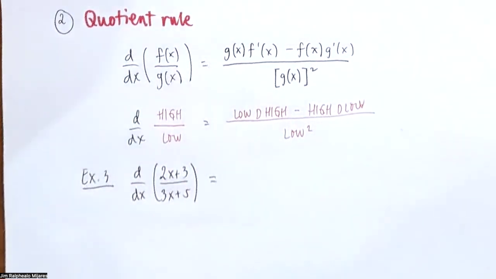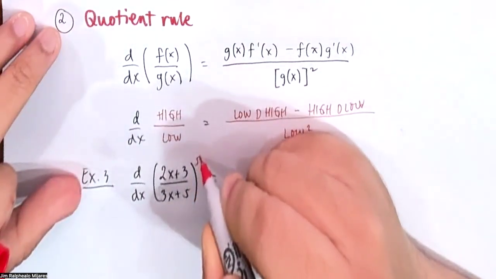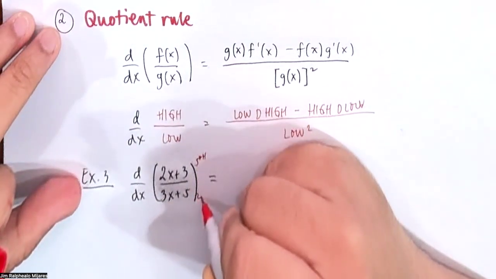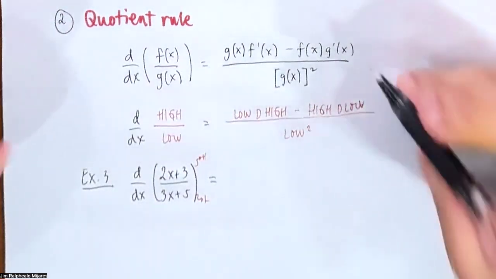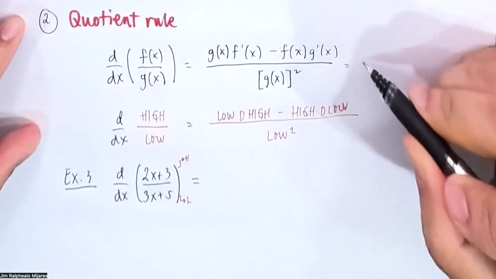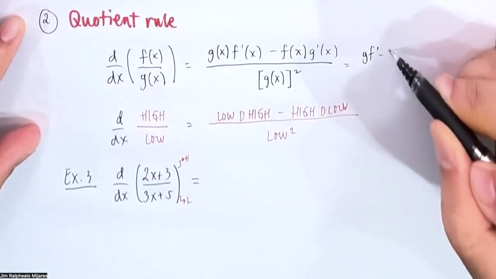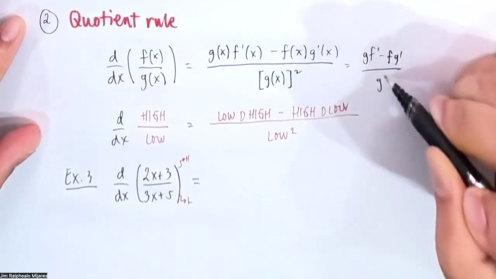So in this case, you need to identify what is the low, what is the high. So this is the high, this is the low. Okay. By the way, if you want a simpler version, this is g f prime minus f g prime all over g squared.